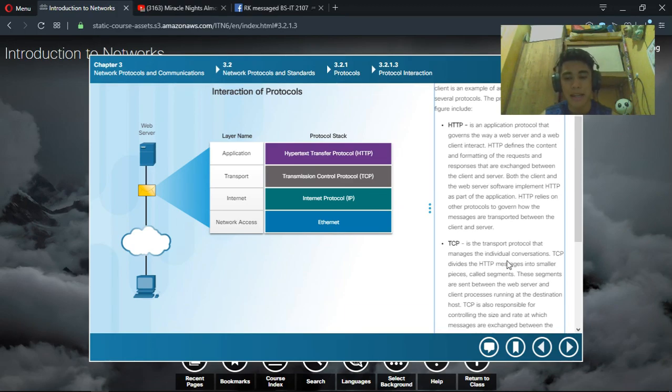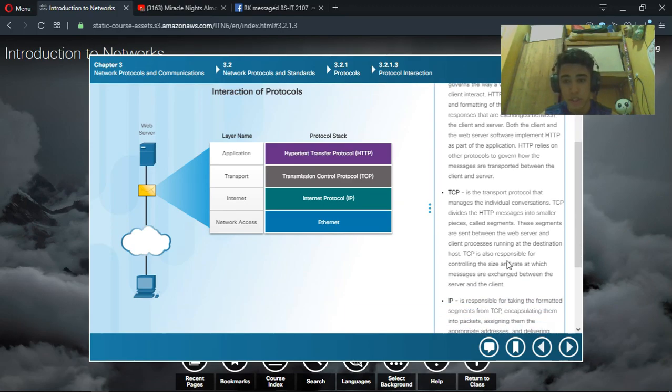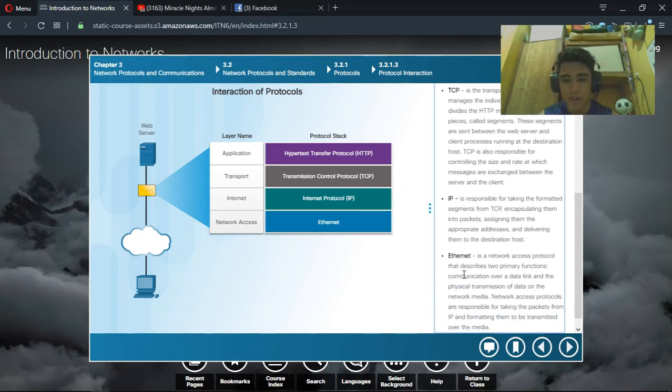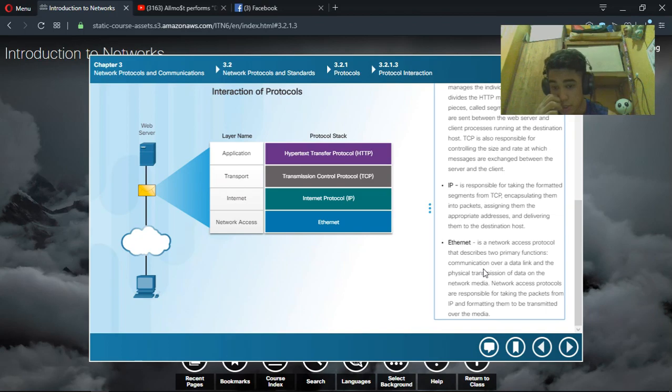TCP is the transport protocol that manages individual conversations. It divides the HTTP message into smaller pieces called segments, and IP is responsible for taking the formatted segments from TCP and encapsulating them into packets. Ethernet is a network access protocol that describes the primary function of communication over the data link and the physical transmission of data on network media.